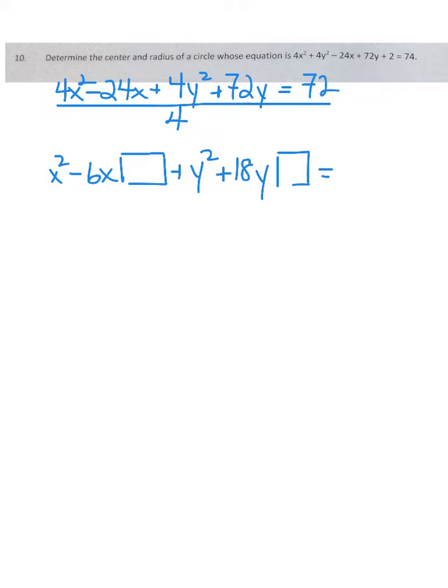Oh, not 72. What am I saying? I got to divide that. Ooh, I'm so glad I made that mistake. I have to divide that also by 4 as well. So that's actually going to give me, what, 18 as well, right?